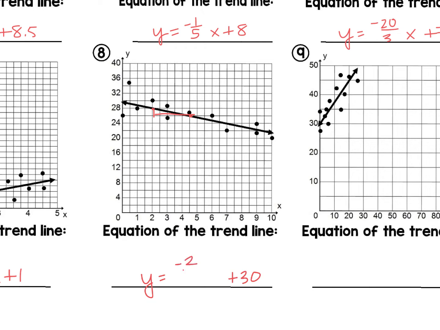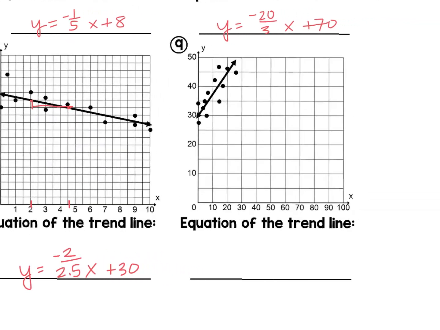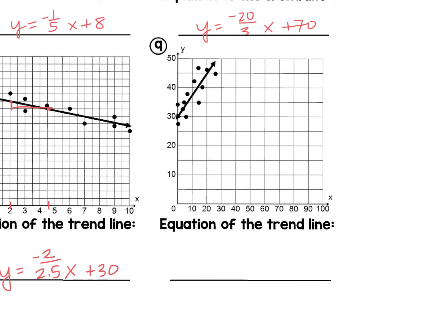So -2 over, and this is going to be from 2 to like 4.5. So that's right, 2.5, which is kind of weird to have a decimal in your denominator, but whatever. Okay, and here's number 9. Looks like it crosses at 30, so we're going to write y equals plus 30 at the end.